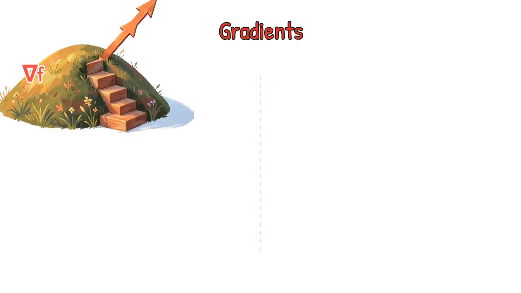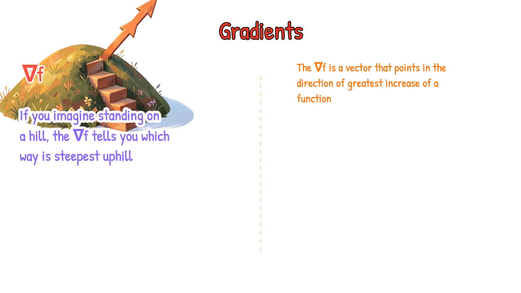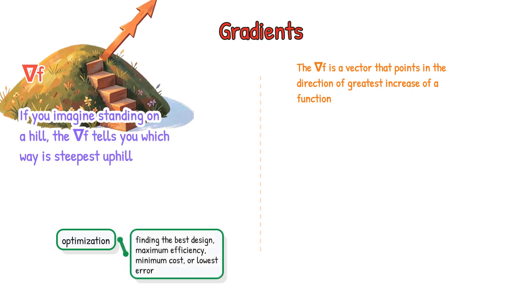Next is the gradient. This is where Calc 3 starts to feel almost magical. The gradient is a vector that points in the direction of greatest increase of a function. If you imagine standing on a hill, the gradient tells you which way is steepest uphill. That is useful for optimization, finding the best design, maximum efficiency, minimum cost, or lowest error.